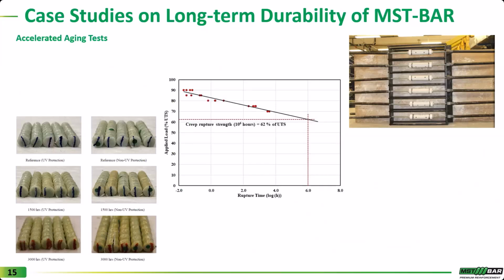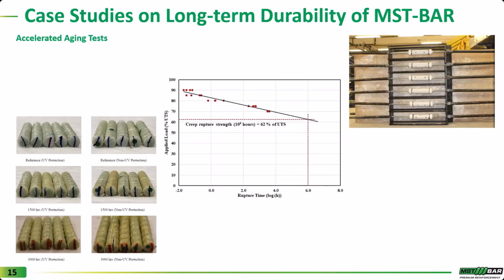First, we have what's called accelerated aging tests, which are performed in a controlled lab environment. In these tests, the bars are exposed to very harsh and, I would say, exaggerated conditions to speed up any potential degradation of the rebar. And this allows us to observe long-term durability in a relatively short period of time.